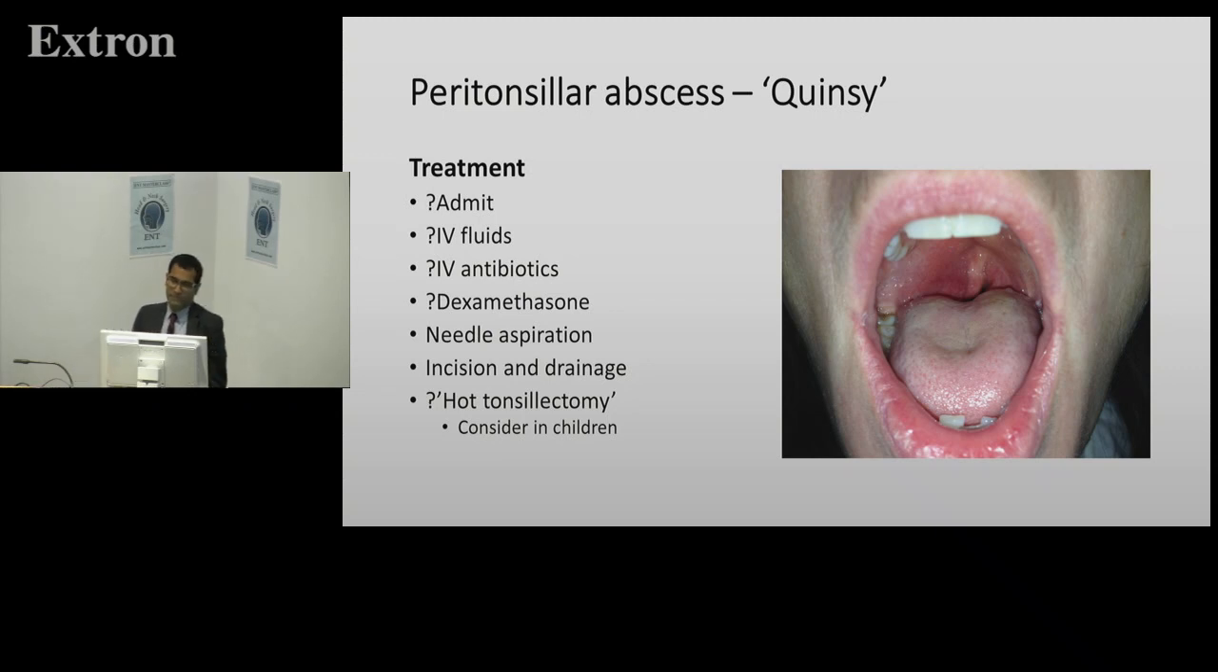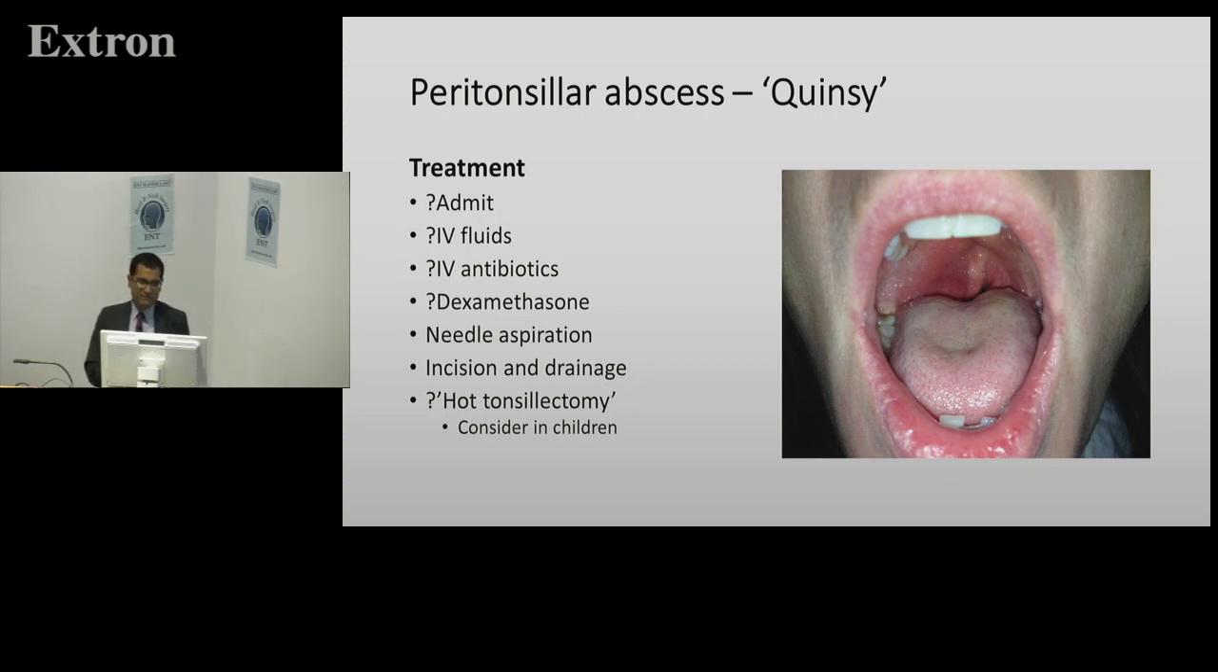My usual way of managing these patients is you don't necessarily have to admit them, because if they're fit and well, with no systemic unwellness, then incise and drain them, and send them home with some oral antibiotics. If they are a little bit unwell, then giving them a shot of dexamethasone usually reduces the edema, and as a result can reduce the pain, and there's plenty of evidence to support that. Whether you use a needle to aspirate them or incise and drain them, that's your choice, I suppose. But I prefer incision and drainage, because that way you've created a route for the abscess to drain.